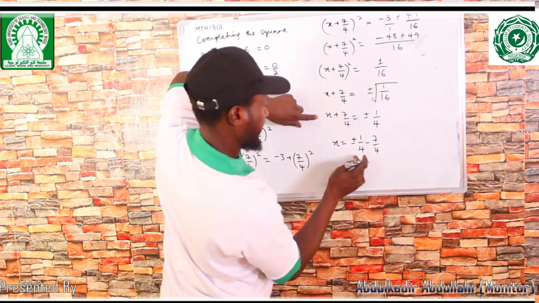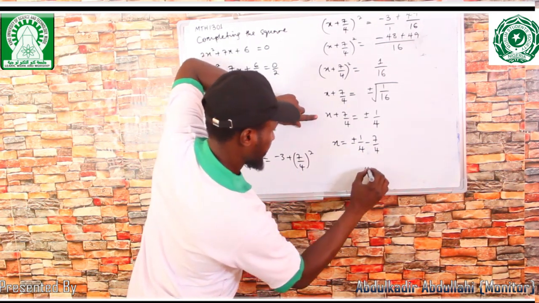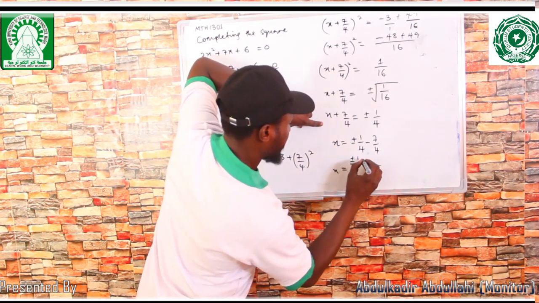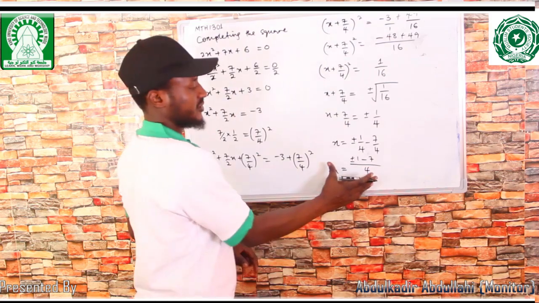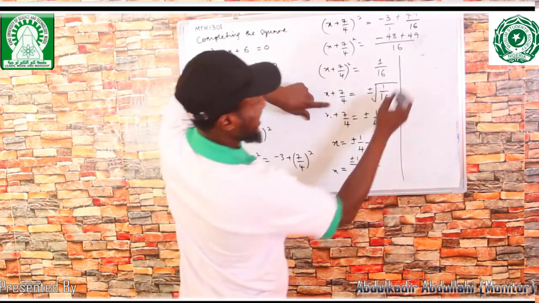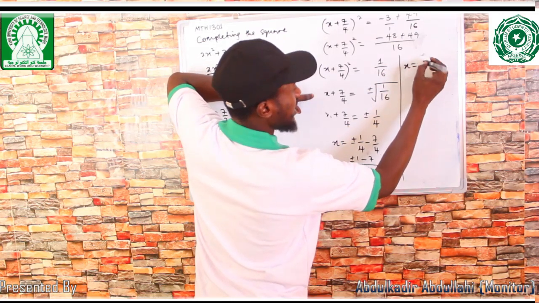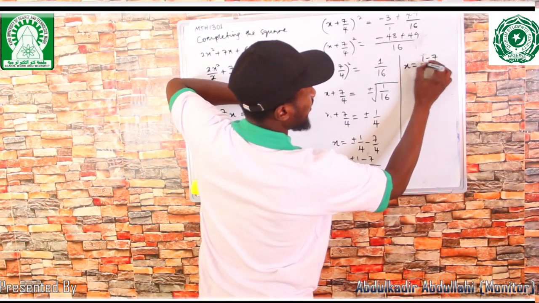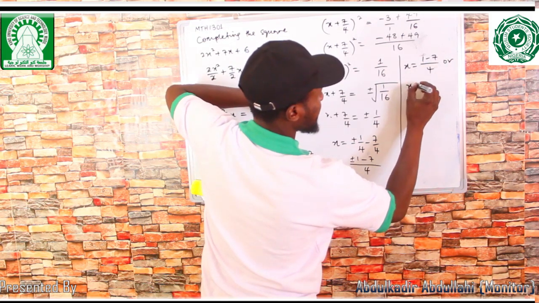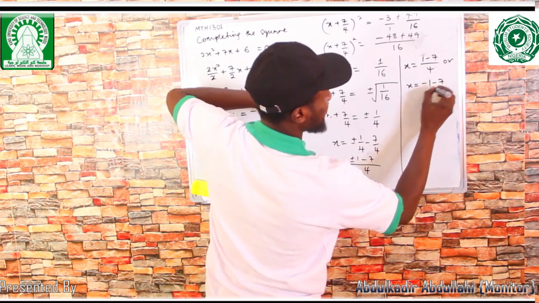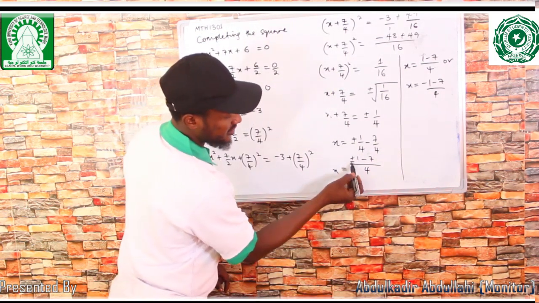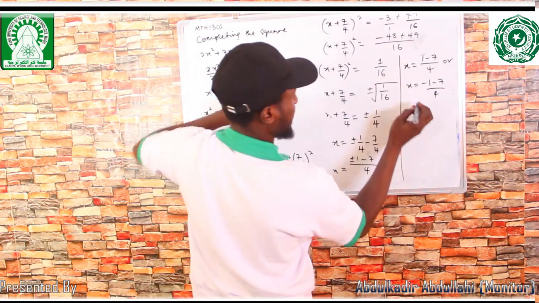Taking the LCM, which is 4, x is equal to plus or minus 1 minus 7, all over 4. When you reach this stage, you have to split: x is either equal to the positive 1 minus 7 over 4, or x is equal to the negative 1 minus 7 over 4. You take the positive 1 and the negative 1. Let's solve the first one.